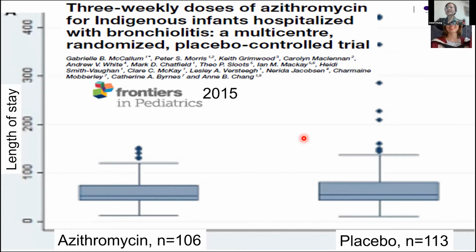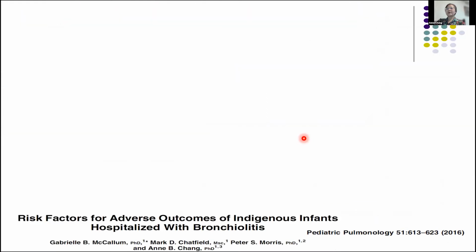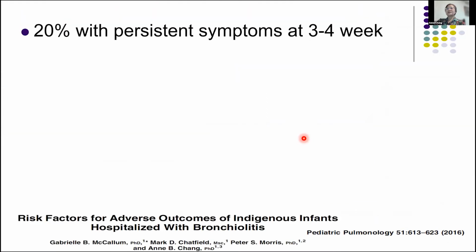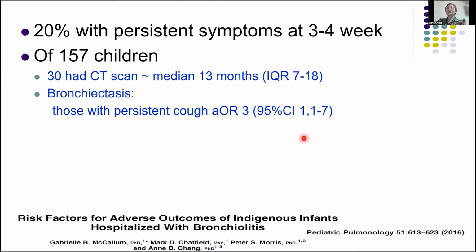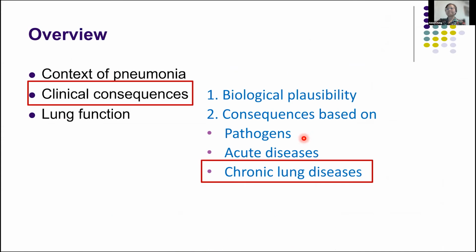This is Gabrielle McKellen's study. This is again in Aboriginal kids, where she randomized children to azithromycin for 3 weeks and followed them up. And what she found was that 20% of the kids had persistent symptoms at the 3 to 4 week mark, and of those children, a proportion of them had a CT scan, and those who had persistent cough had the elevated odds ratio of having bronchiectasis.